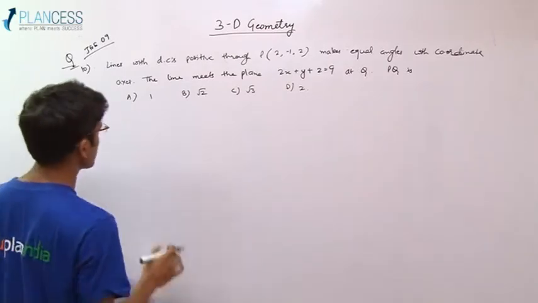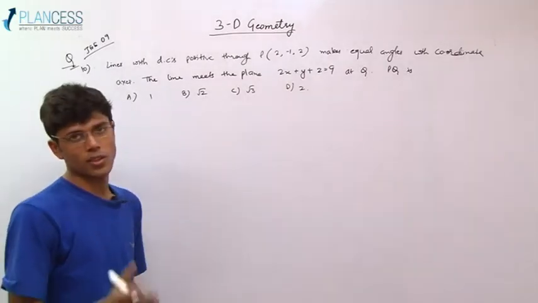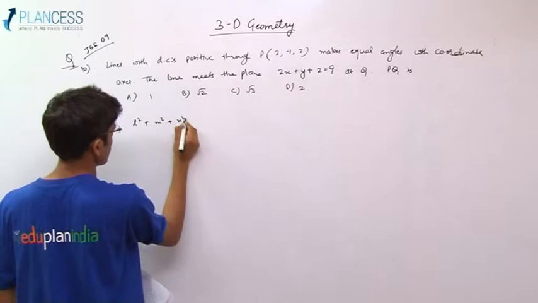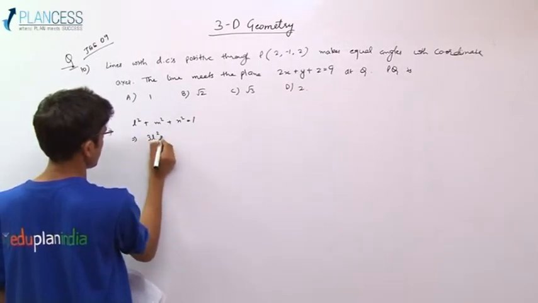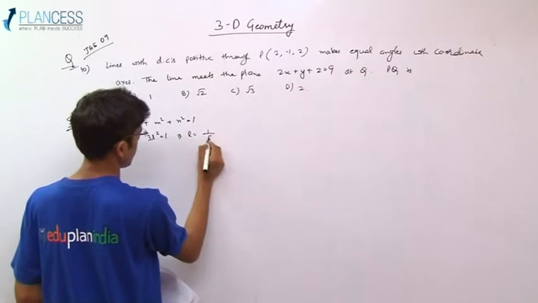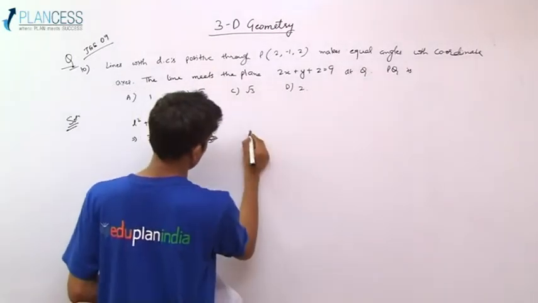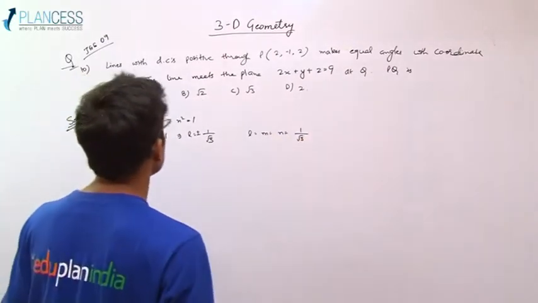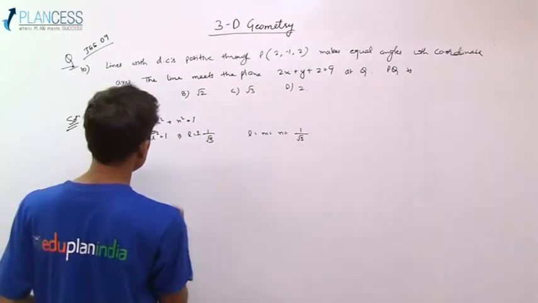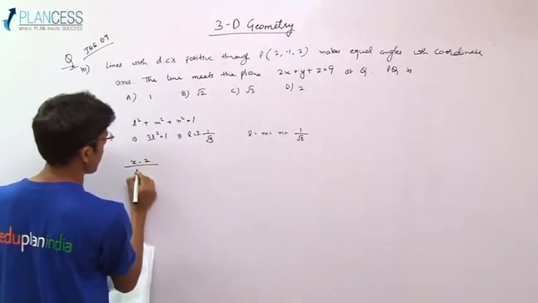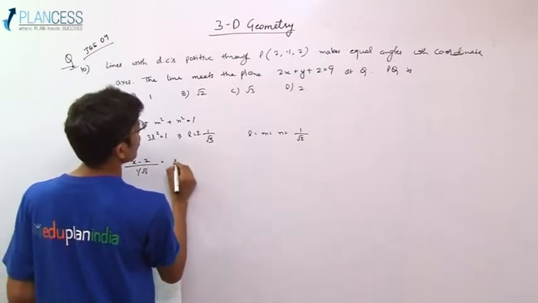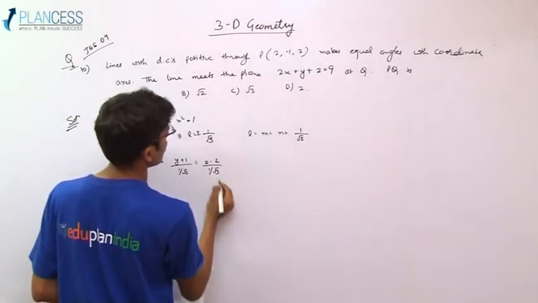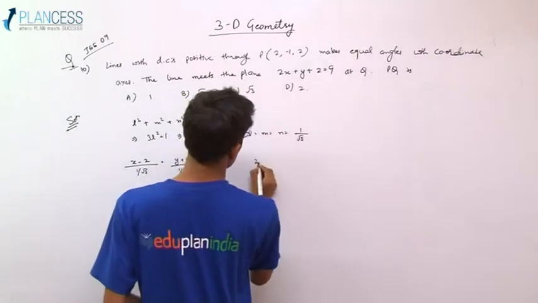So equal angles with the coordinate axes, so the direction cosines are all equal. So L square plus M square plus N square is 1. These all three are equal, so 3L square is 1. So L is plus minus 1 by root 3; since the angles are positive, L equals M equals N equals 1 by root 3. So this line meets the plane. So the line is (x minus 2) by 1 by root 3 equals (y plus 1) by 1 by root 3 equals (z minus 2) by 1 by root 3, and this meets the plane 2x plus y plus z equals 9.